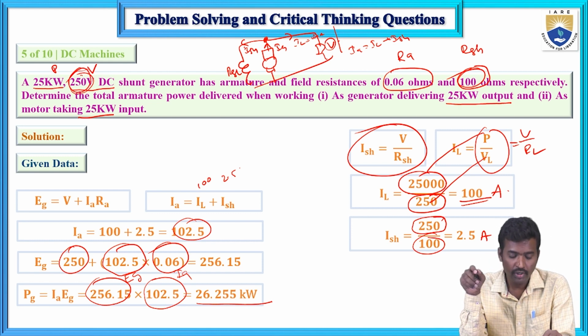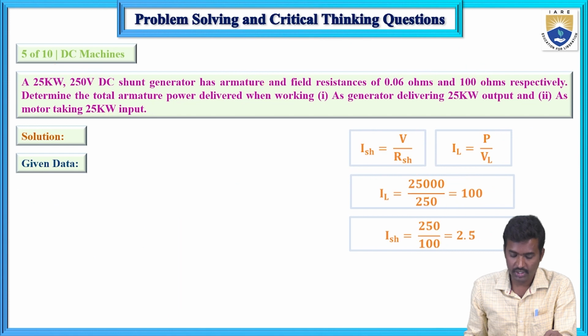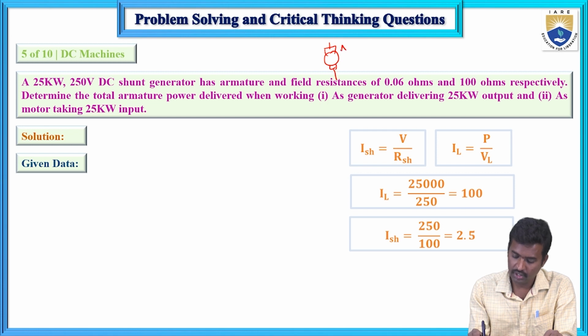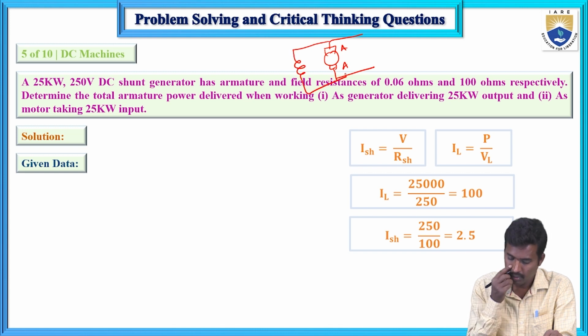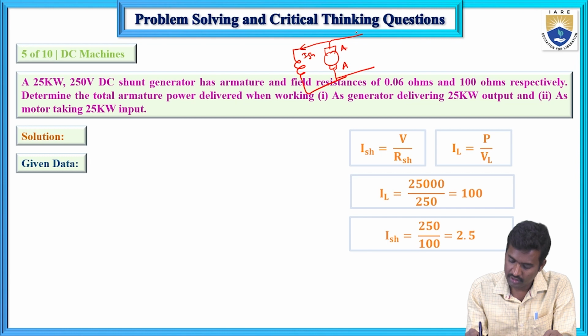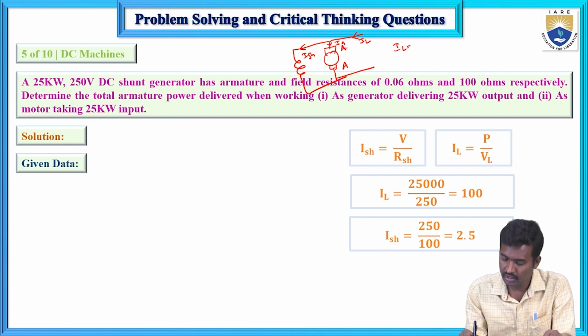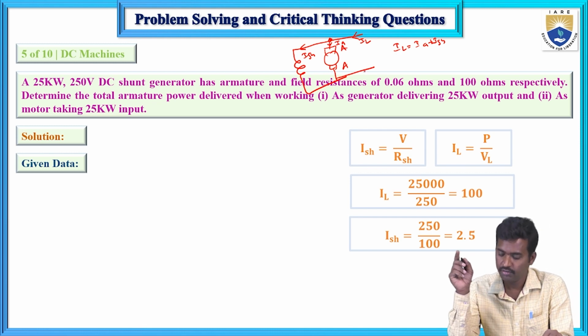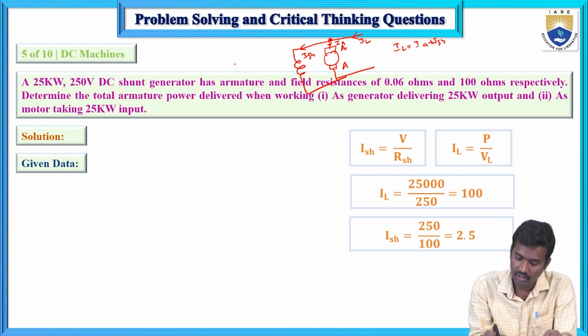Now the second problem, working as a motor taking 25 kilowatt input. Second case, same thing, only the difference here is the arrow mark. This is the armature, this is the field winding, this one is ISH, this one is IL, and this one is IA. Now here IL equals IA plus ISH. If you apply KCL at this node, now see the difference between the DC shunt generator and the DC shunt motor. I will draw the diagram also. Shunt generator, previous one.